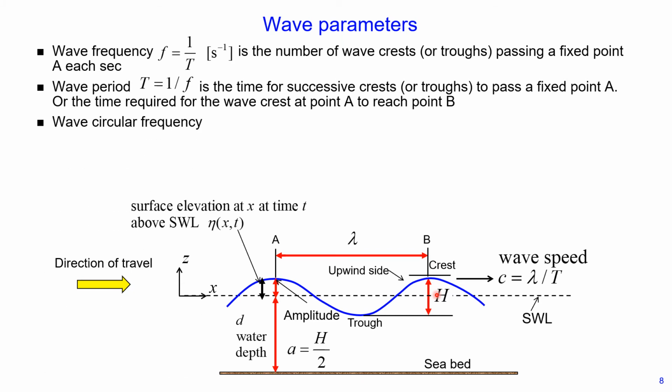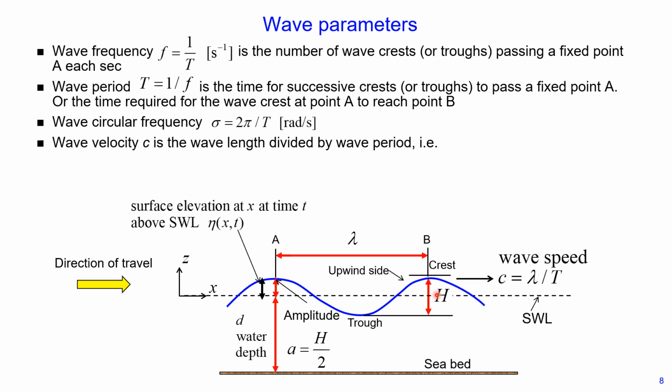Another important parameter is the wave circular frequency, and this is determined as 2 pi divided by wave period, therefore units radians divided by seconds. And of course wave velocity. Wave velocity c is defined as wavelength divided by wave period.